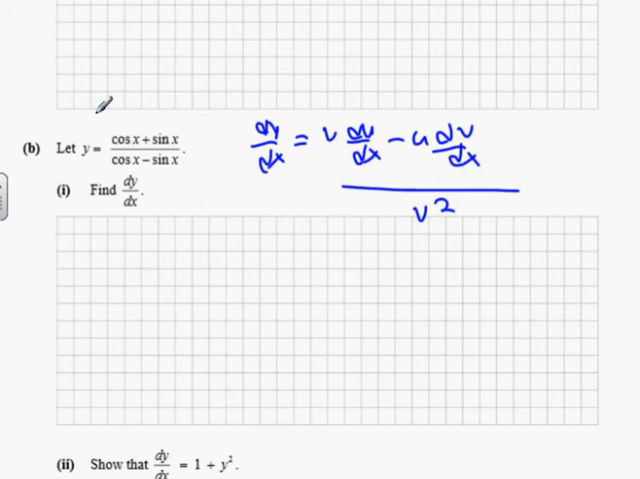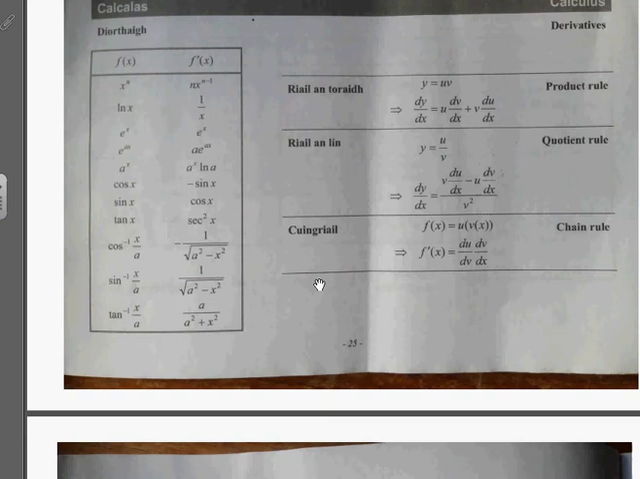Okay, so what we're going to get is u equals cos x minus sin x. Now remember, when you differentiate cos x, you get minus sin x, and when you differentiate sin x, you get plus cos x.